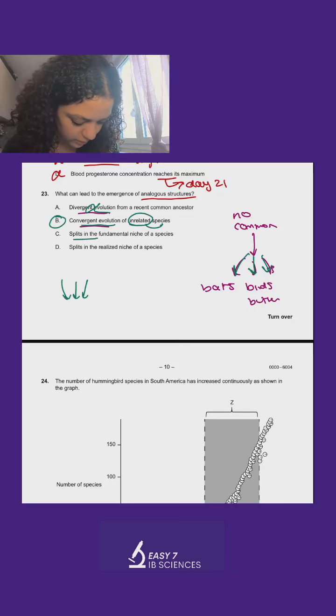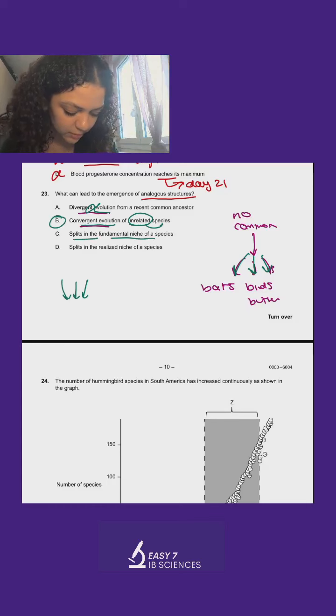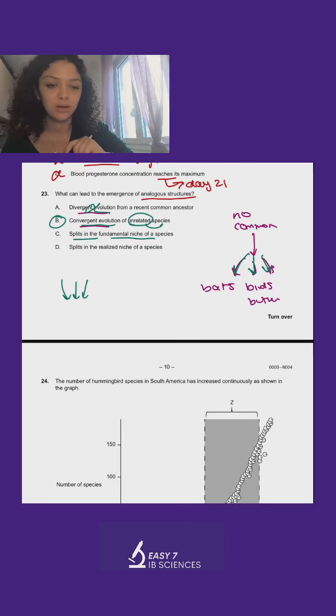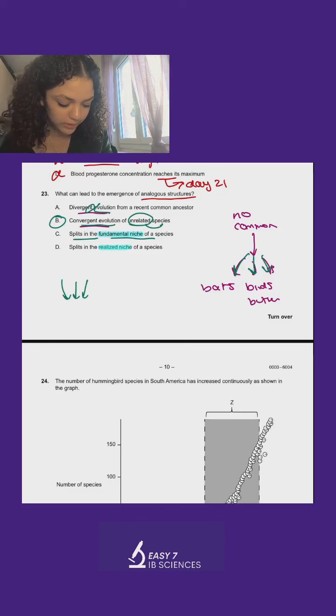Splits in the fundamental niche of species. What is a fundamental niche? This is part of your new syllabus, so I'm guessing this will also be in your M25 exams. Someone tell me what a fundamental niche is and what a realized niche is.